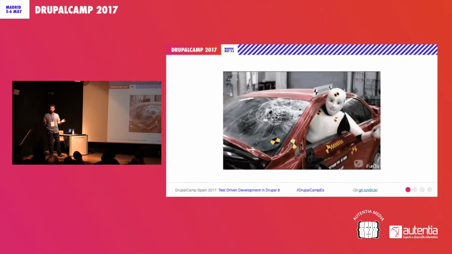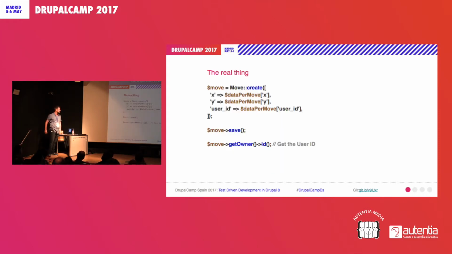Now, a mock object is a crash test dummy. What a crash test dummy is for a car, a mock object is for our unit tests. So whenever you think, what is a mock object, just think of this crash test dummy. It's the same thing. So let's compare the two.